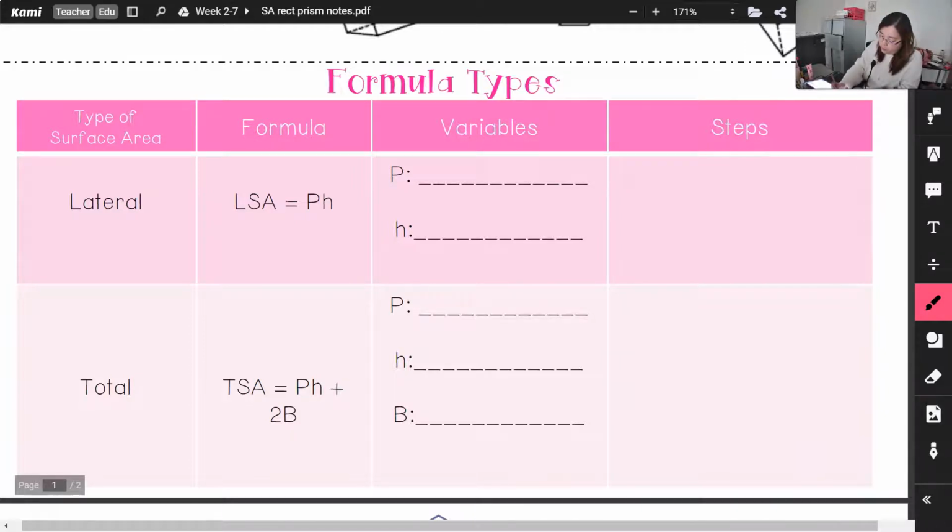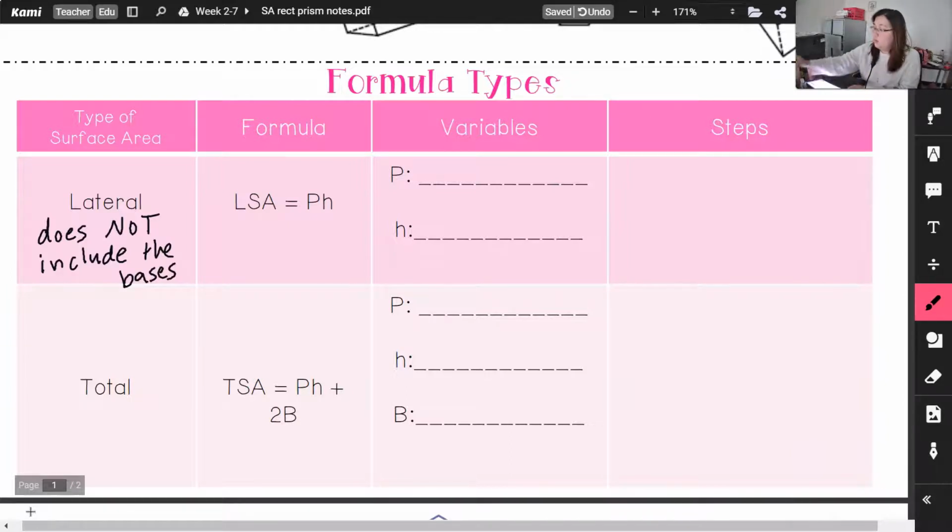Lateral surface area does not include the bases. Okay, so that is just the outside, like a little sleeve. Let me show you. Fold up a little post-it note and show you.